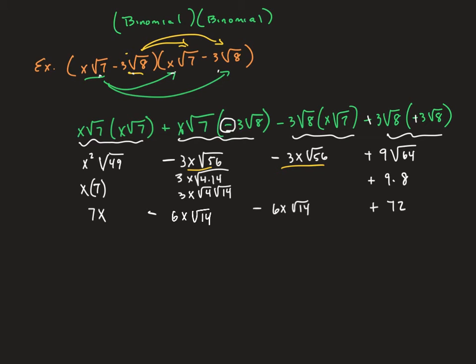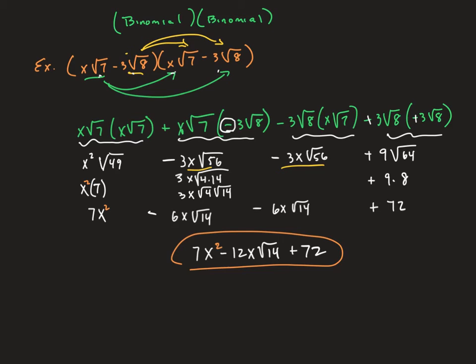Okay, when I do some combining now, it looks like I'm going to have 7x minus 12x square root of 14 plus 72. And hopefully now that I look at it, everybody has been screaming that I did something wrong. And I forgot that too, I forgot that too, and I forgot that too. So we have 7x squared minus 12x square root of 14 plus 72. So there you go, that is multiplying two binomials together.